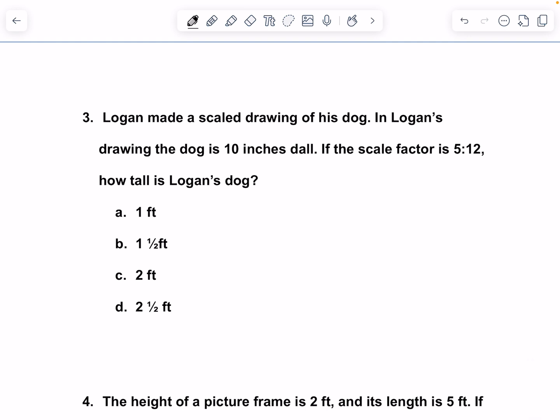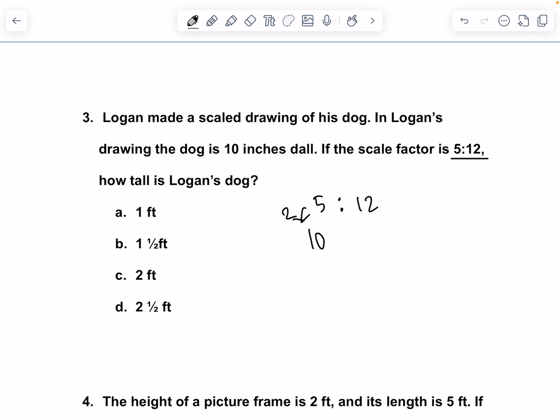Number 3 says Logan made a scale drawing of the dog. In Logan's drawing, the dog is 10 inches tall. The scale factor is 5 to 12. How tall is this dog? So this means 5 inches is 12 inches on the drawing. So 5 to 12. We know the image of the dog in the drawing is 10. So this means we would multiply by 2.